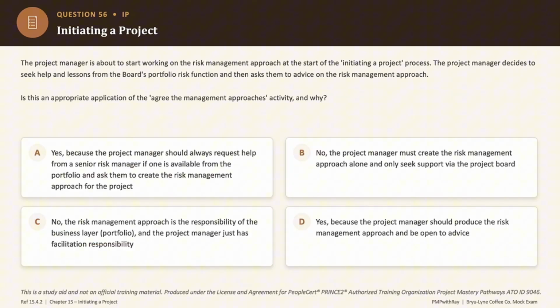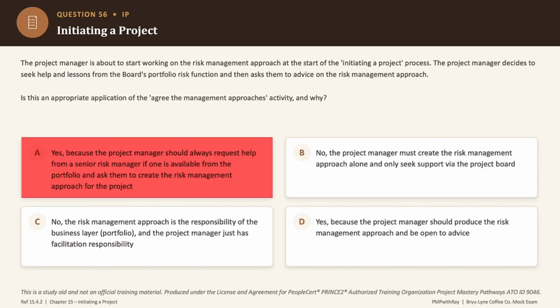Next, question number 56. So here the project manager is about to start work on the risk management approach right at the beginning of the initiating a project process. Now, instead of producing it, the project manager seeks lessons from the board's portfolio risk function and takes advice from them. Okay. Now, is this appropriate? Option A says yes. Always request help and let them create it. Okay. Now, that might sound remotely helpful on the surface. Okay. But handing over the entire ownership is not ideal. Okay. So, an incorrect answer choice.